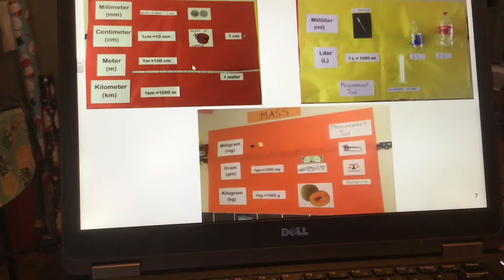This is really good for you guys just to look at and go, okay, what was a millimeter? Millimeters, length, that's the width of a dime. Centimeter, width of a pinky or a ladybug. This is a meter, and so forth. When you go back over here, here's your liter. It's a 2-liter bottle.